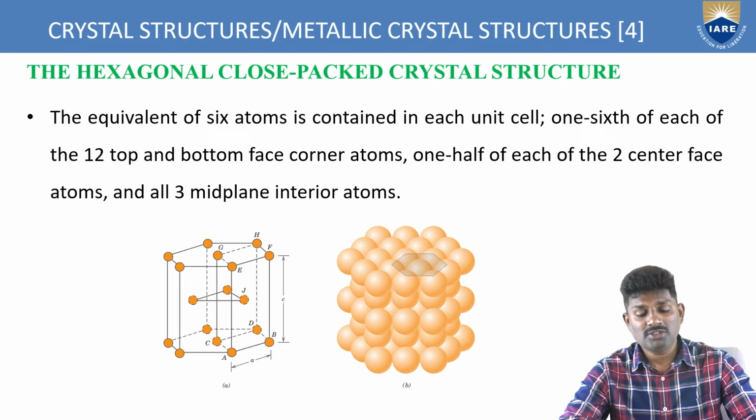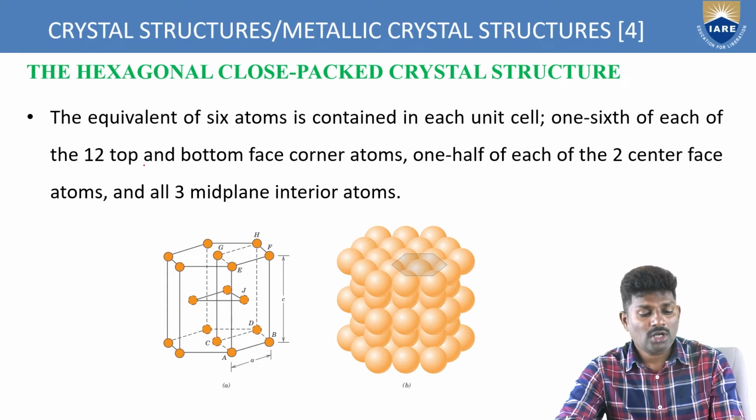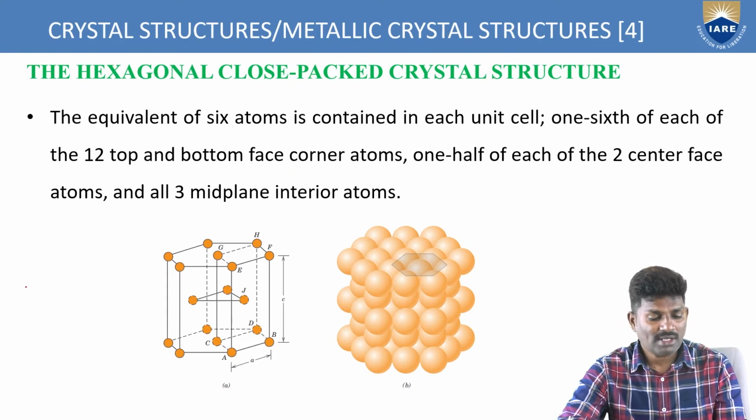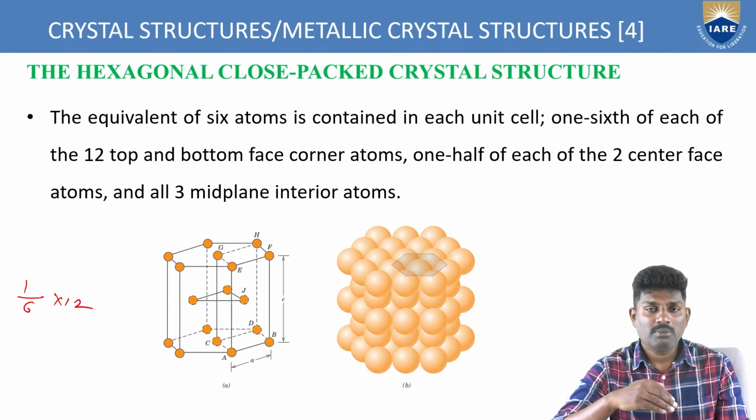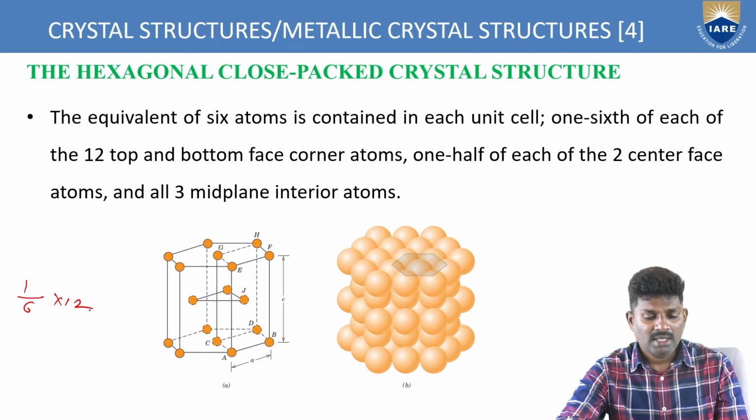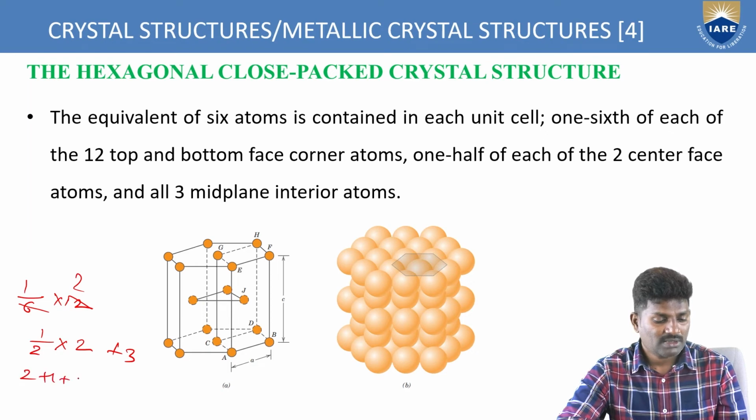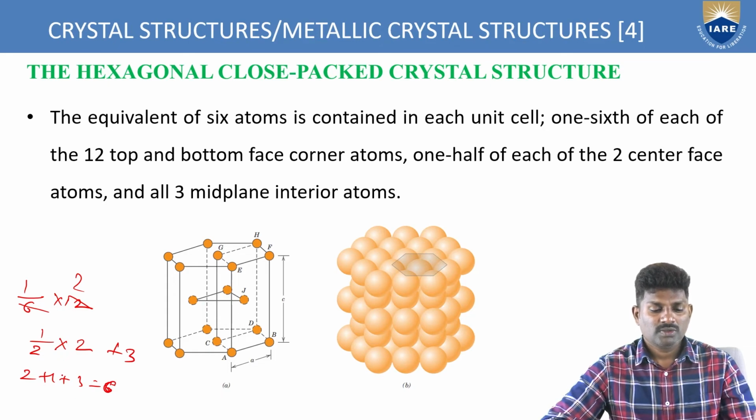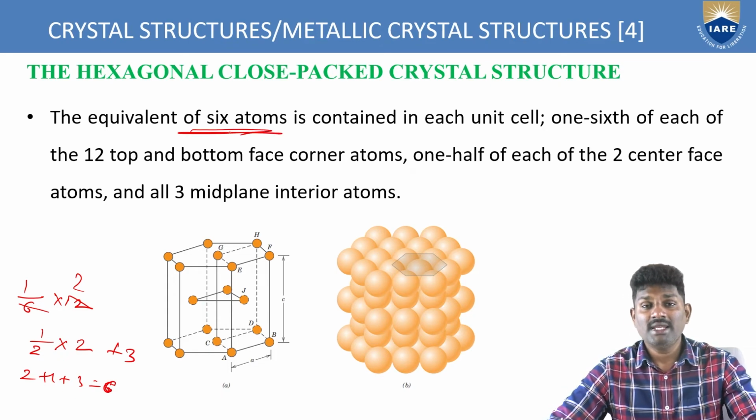What is happening here? 1/6 of each of the 12 top and bottom face corners. 1/6 of 12 at the bottom face, and the top face completely it is of 12, and one half of each center. One half of each center face, having two, and three midplanes of interior. So this is how the arrangement of the atoms is there. So 2 plus 1 plus 3, 6. So total 6 atoms are contained in each unit cell.